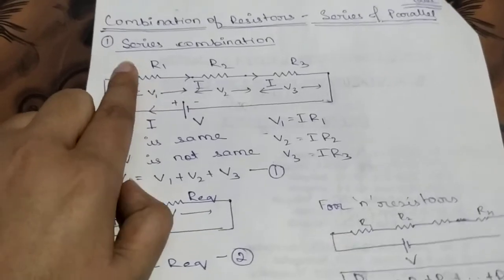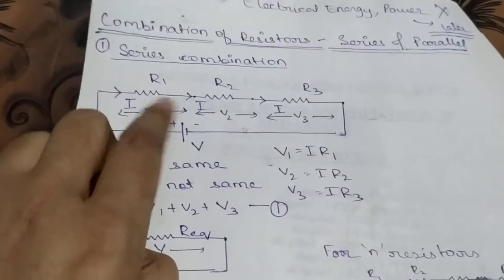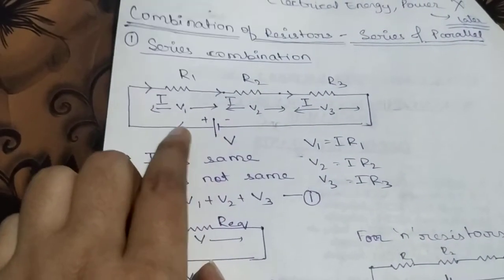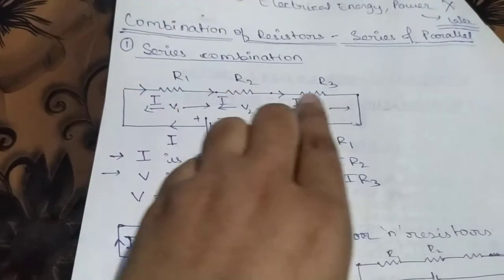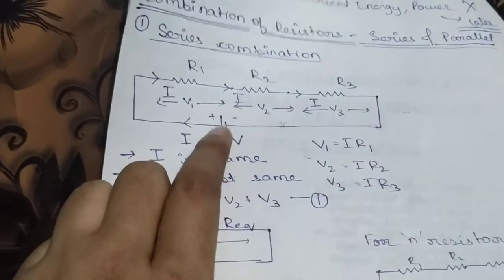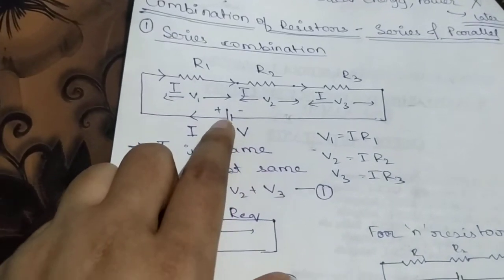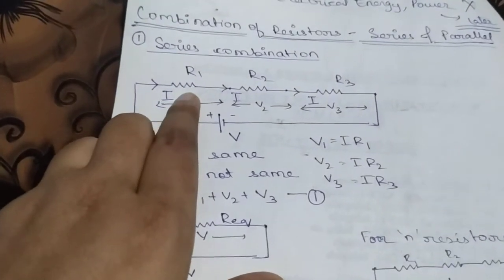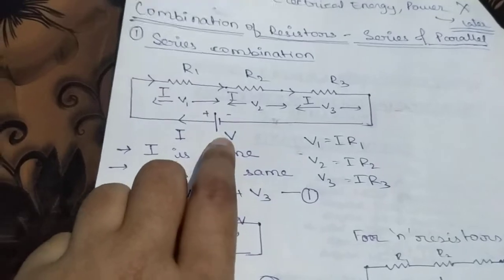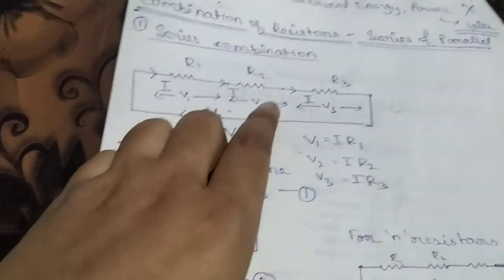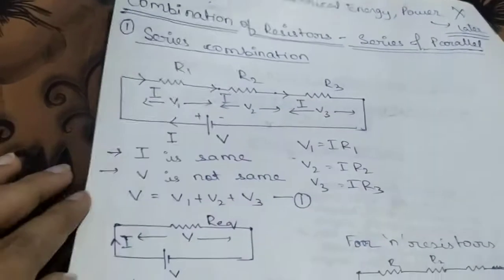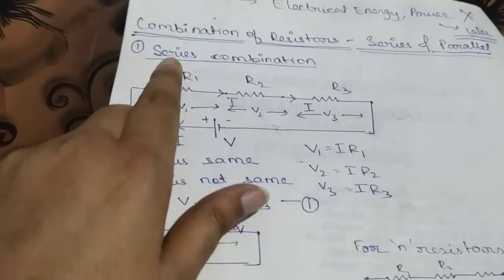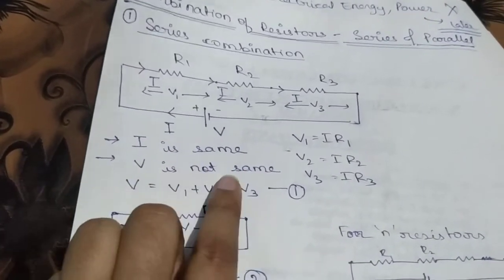Now, what is series combination? Series combination is when the resistors are connected like this, one after the other. In series combination we will see that there is only one path for the current to flow, meaning due to this potential difference V, the current flowing in the circuit will be the same for resistors R1, R2, R3, but the potential drop V will be different for different resistors. So this is the main thing that we have to remember here: I is same and V is not same. For series combination, current is same and V is not same.